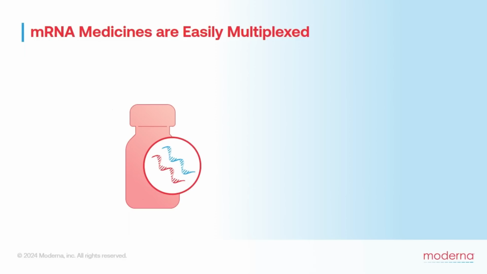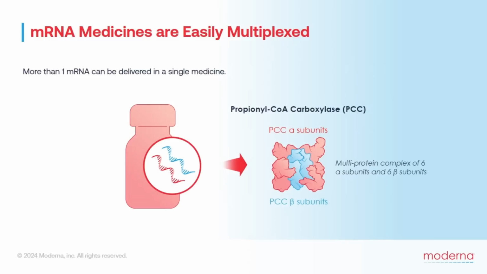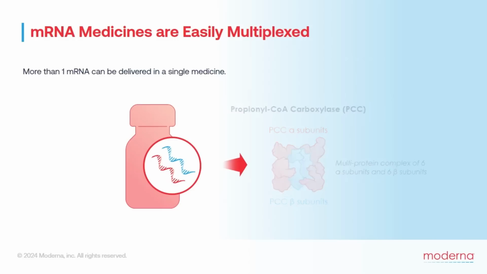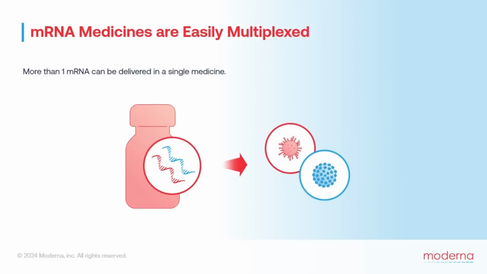Yet another advantage of mRNA medicines is that they can be easily multiplexed, meaning that more than one mRNA can be delivered in a single medicine. This can provide the body with instructions to make multiple different proteins at the same time. Remember that some proteins act as multi-protein complexes. If a particular application requires synthesis of the entire complex, the mRNAs to encode each component of the complex can be delivered simultaneously. Alternatively, mRNA vaccines encoding proteins from different pathogens can be combined into a single shot so that you can be vaccinated against several different infectious agents at the same time.